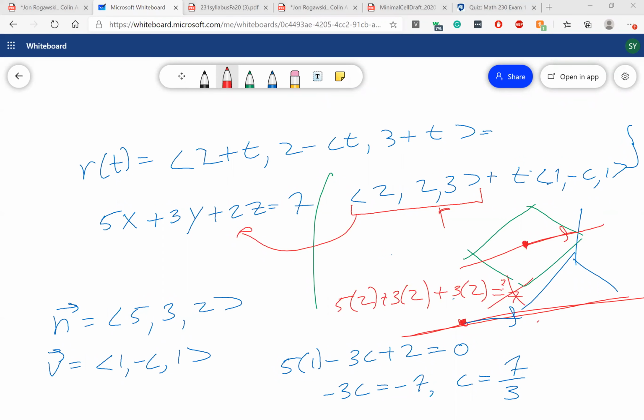So the way we did that is we took the point, we plugged it into the plane, and we showed that it's not equal to 7, which means that this point is not in the plane, which means that the entire line never intersects the plane. Okay, yeah, that makes sense. Thank you. Okay.